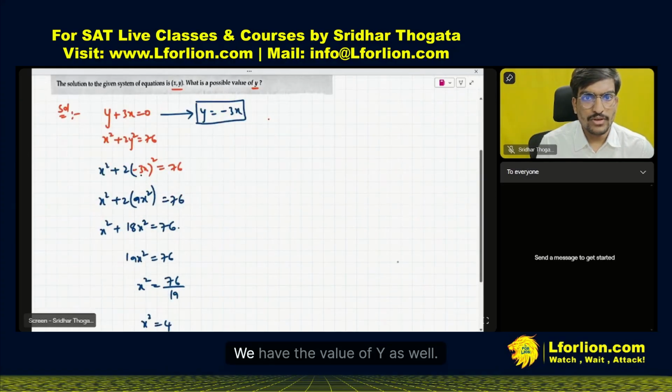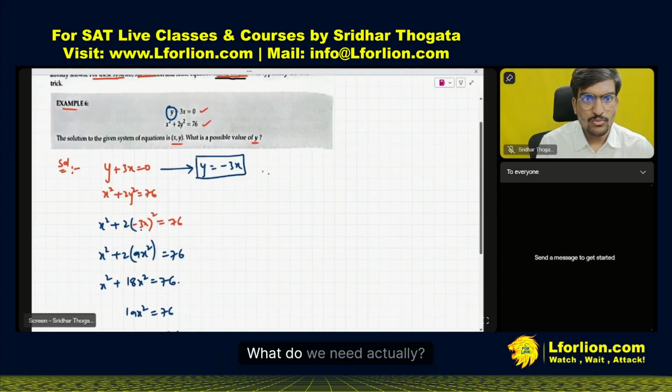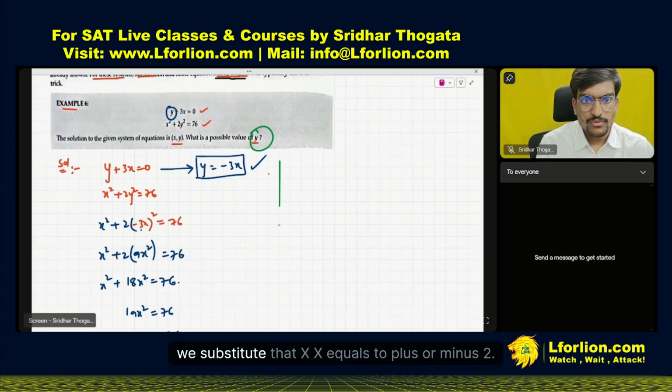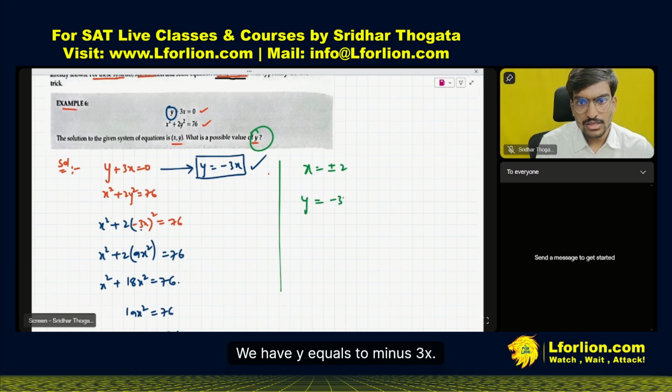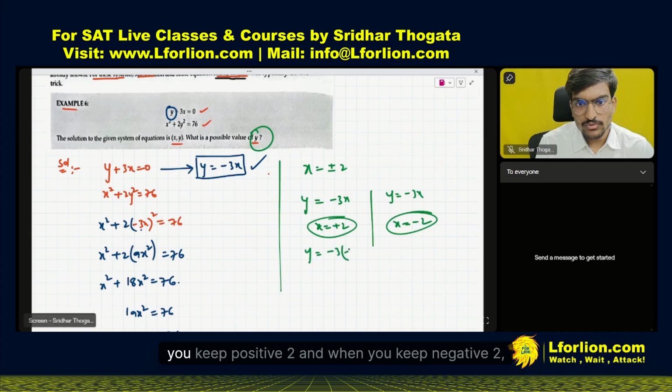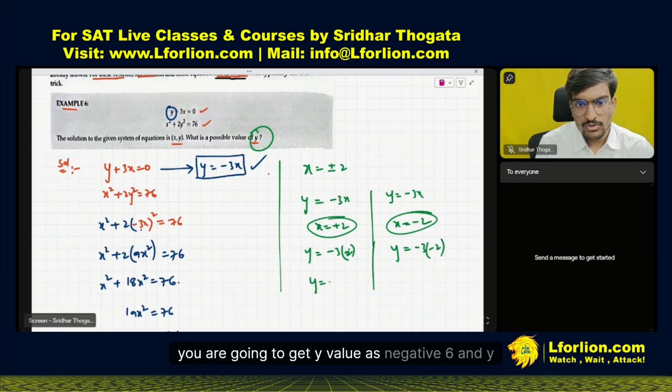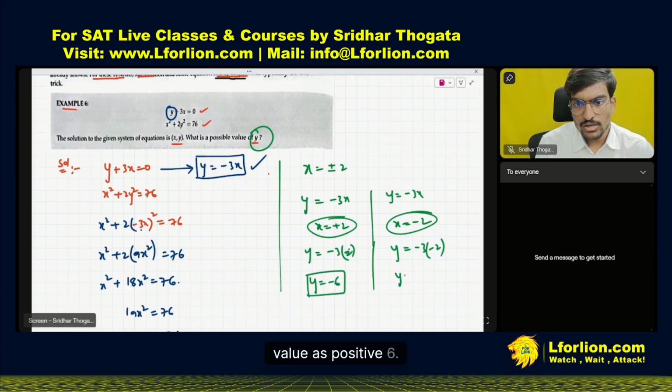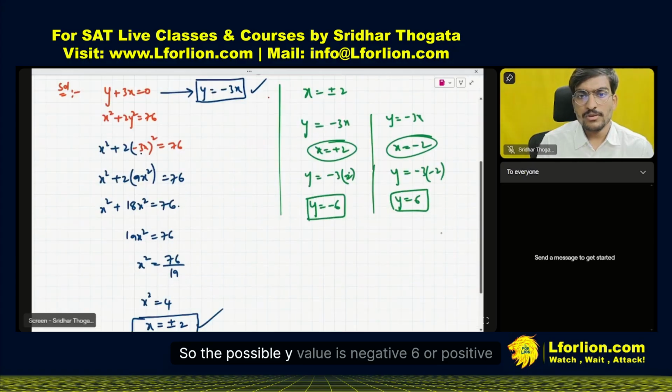We have the value of x, we need the value of y as well. What do we need actually? We need the y value. So to get that y value, we substitute x equals plus or minus 2. We have y equals minus 3x. We put x equals positive 2, and we put x equals negative 2. When you put positive 2 and when you put negative 2, you are going to get y value as negative 6 and y value as positive 6. So the possible y value is negative 6 or positive 6.